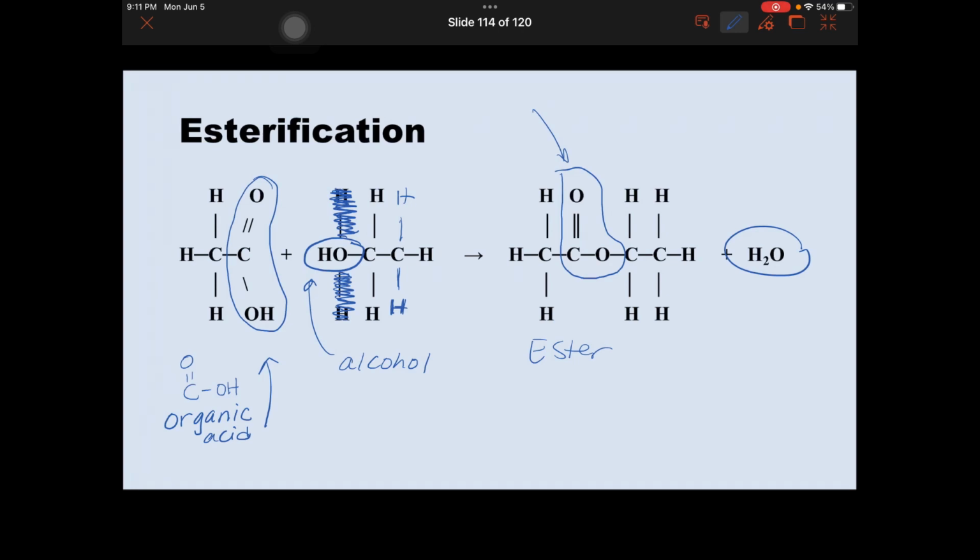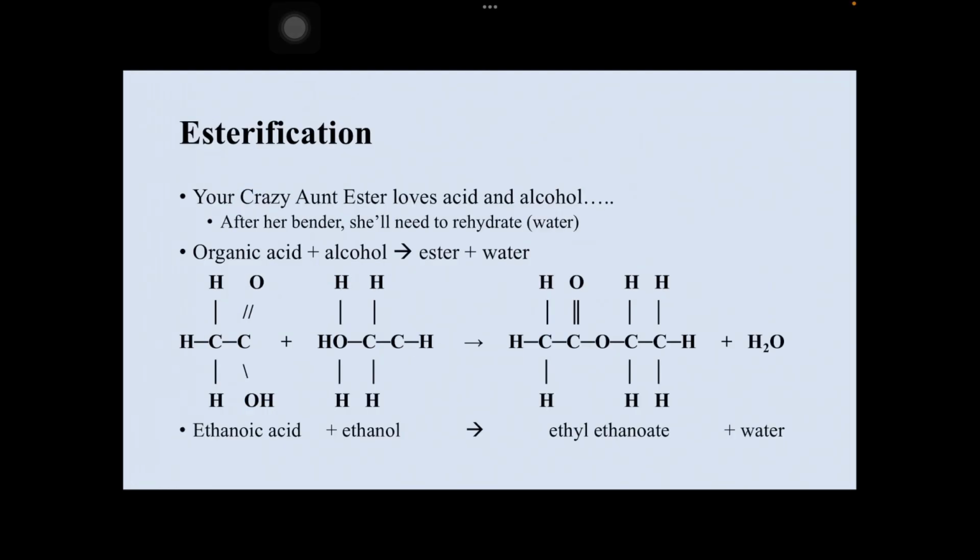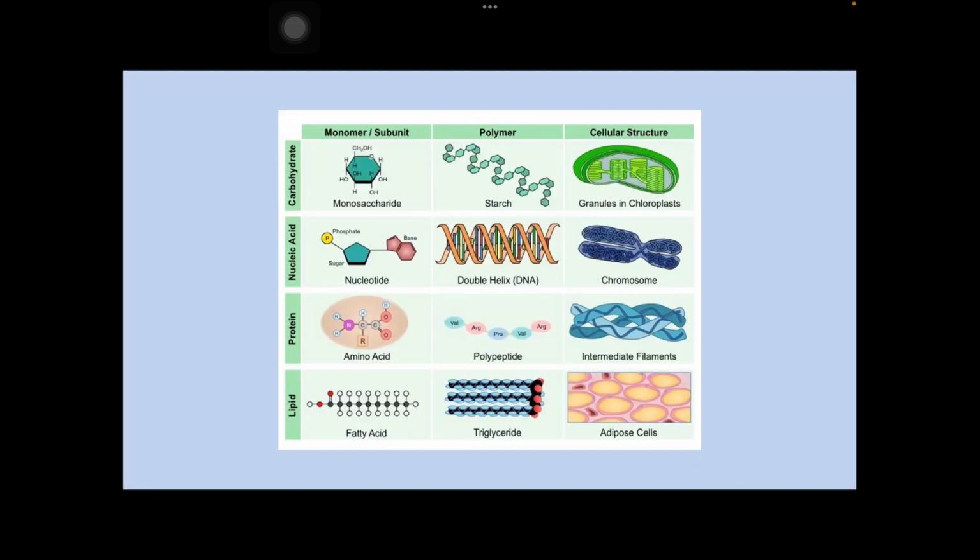So esterification is taking an acid and an alcohol. You have to take out an H2O. Here's my H2O to link these things together. When I do that, I form an ester, and esters give us things like fruity flavorings and scents. And that just shows you the same thing here.